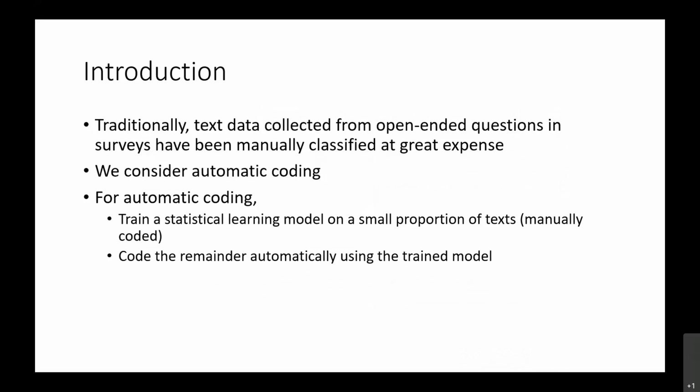So, traditionally, the text data collected from open-ended questions were manually coded. And of course, manual coding costs money, and we are considering automatic coding instead here. What do we mean by automatic coding? We train a statistical learning model or machine learning model, same thing, on a small proportion of the text called the training data. This small portion is, of course, still manually coded. Then we code the remainder automatically using the trained model, and we're saving costs because the remainder of the text doesn't need to be coded manually.